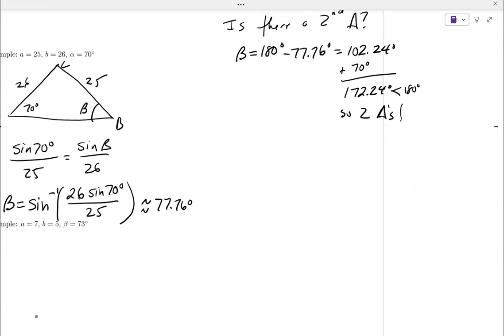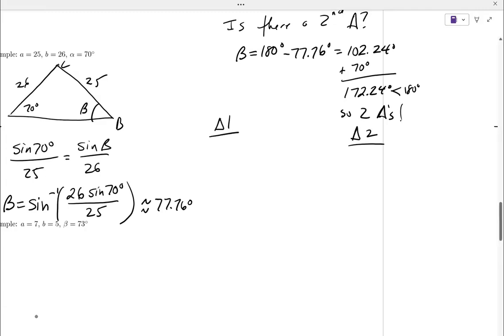So what did we do? Well, we calculated the supplement, 180 minus that angle, and got 102.24. The other angle in the triangle that we were given was 70. Added together, it was less than 180. That's okay, so there is a second triangle. Now when you have a problem like this, you actually have two triangles to solve instead of one.